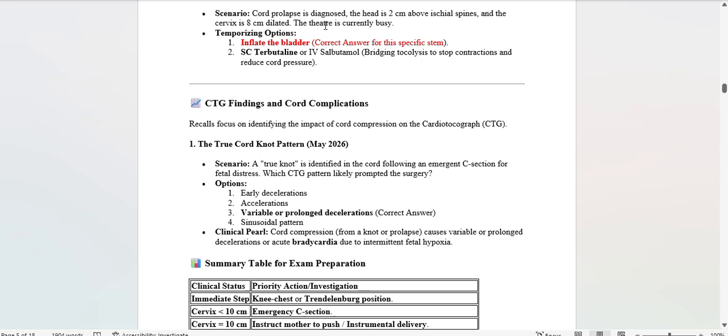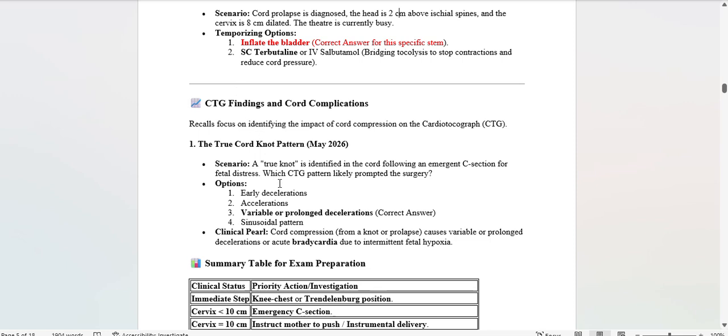Cord prolapse is diagnosed and the head is 2 centimeters above the ischial spine and the cervix is 8 centimeters dilated. The theater is busy. So which option do we need to choose? Inflate the bladder. That is the protocol. First of all, as we learned in the chart, just remember that first inflate the bladder, then we have to do the terbutaline. First step is already done, right?